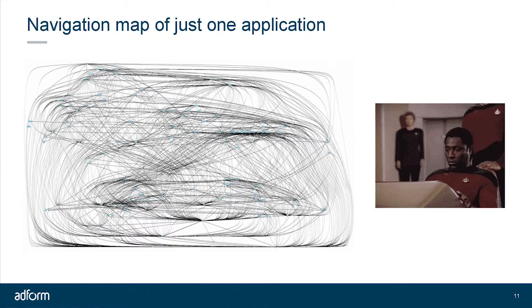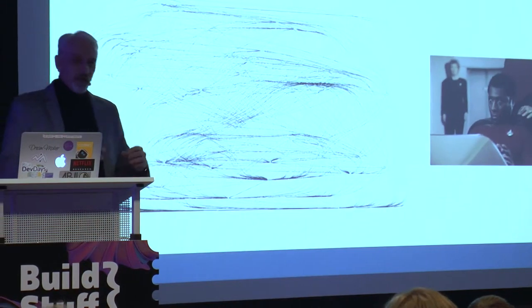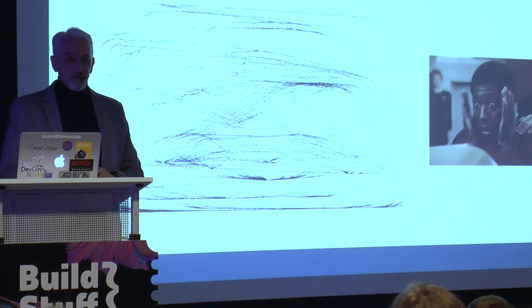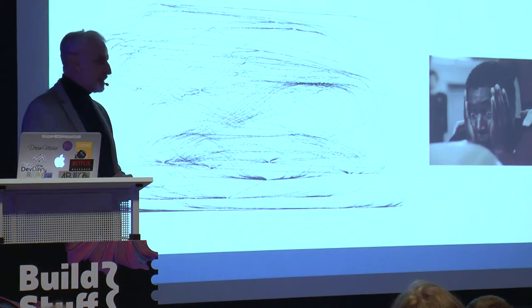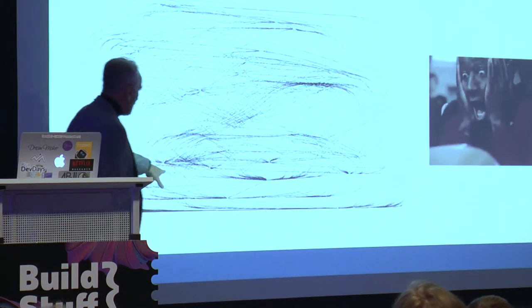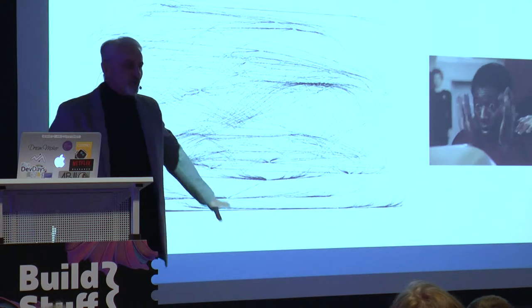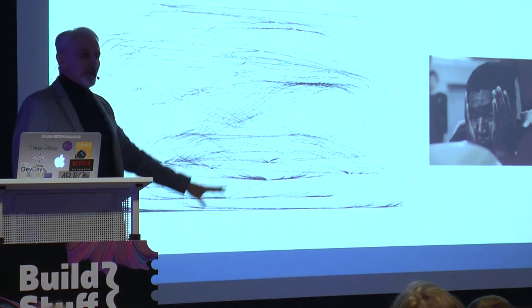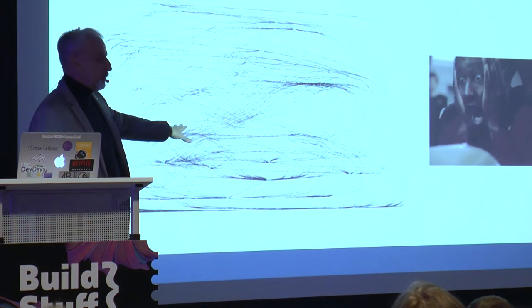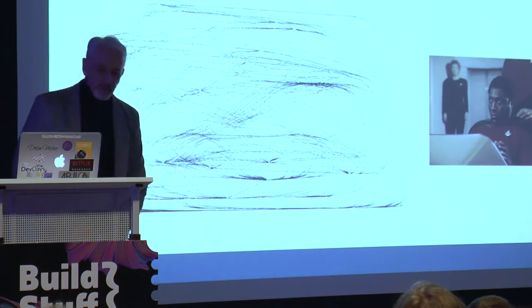The next problem we have is our navigation is a mess. This is a navigation map of one of the applications, and I won't tell you which one it is. And those are the link traversals. So if you've done any graph theory, if you want to get from here to here and you use Dijkstra or A*, you'll know that that's a traversal problem. That's hard for users to learn, and people only use a subset of it.